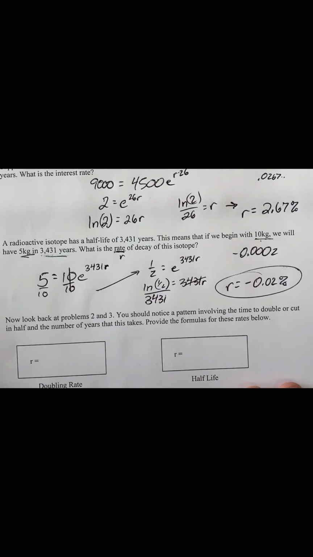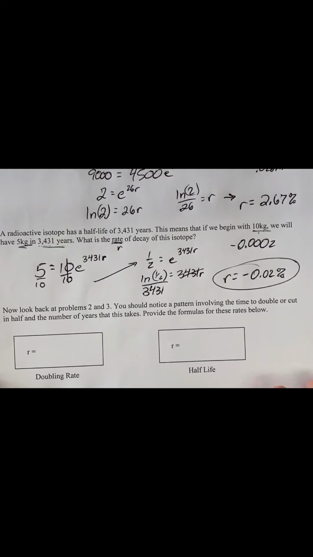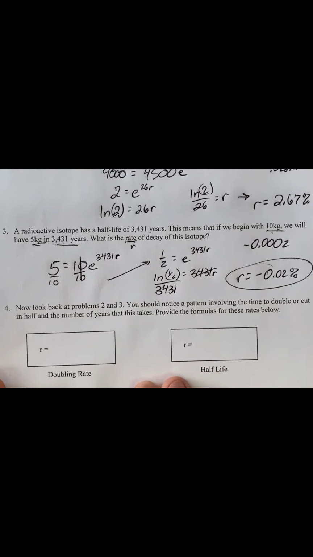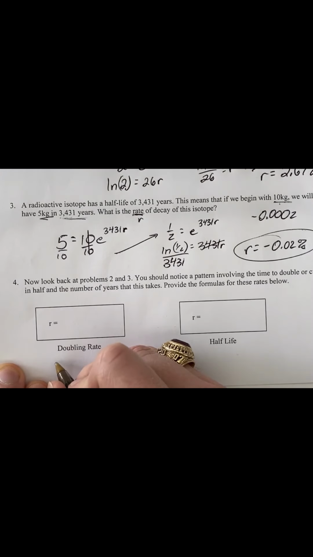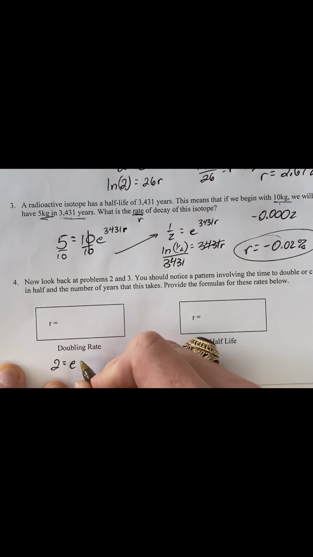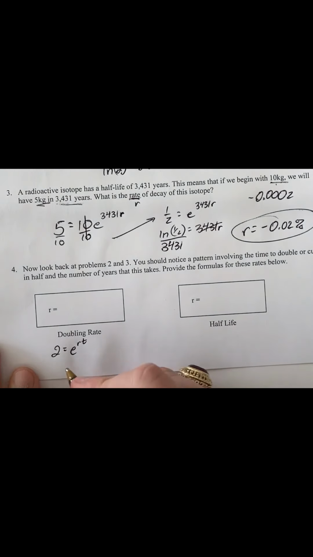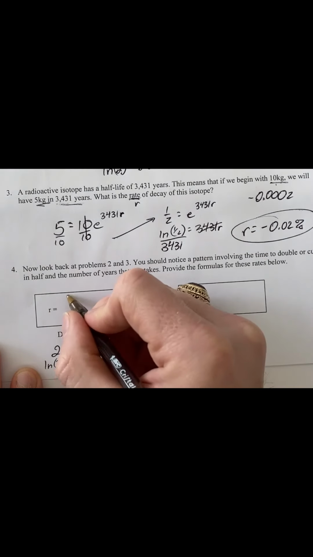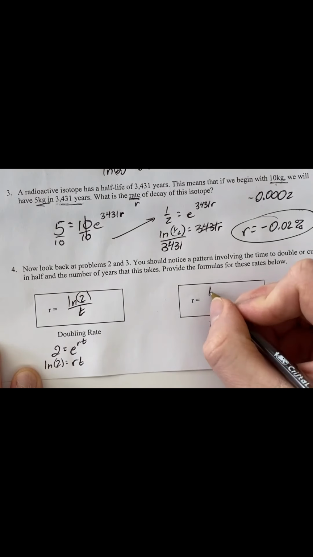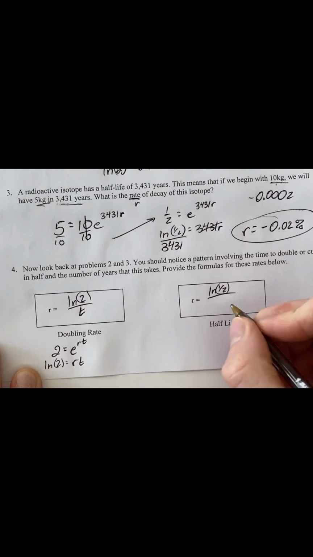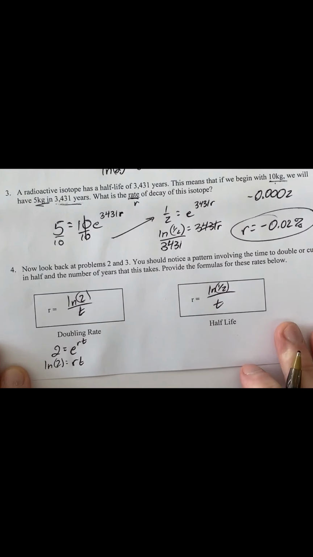So the things that I'm hoping you're seeing happen on 2 and 3, your rate, I'll just kind of come down underneath here. If something's going to double, then you're going to end up with 2 times e to the rt every time. And we're going to take log of 2 to make the e go away, which means we'll divide by t to get r. So log 2 over t, that's your rate. And if it's a half-life, it's log of a half over t, that's your r.